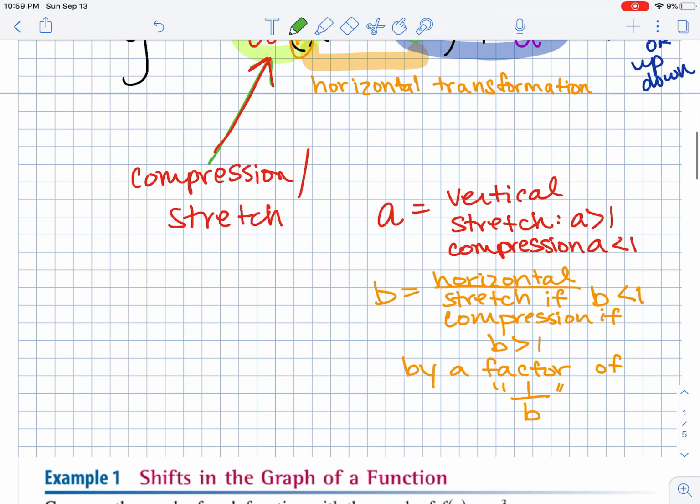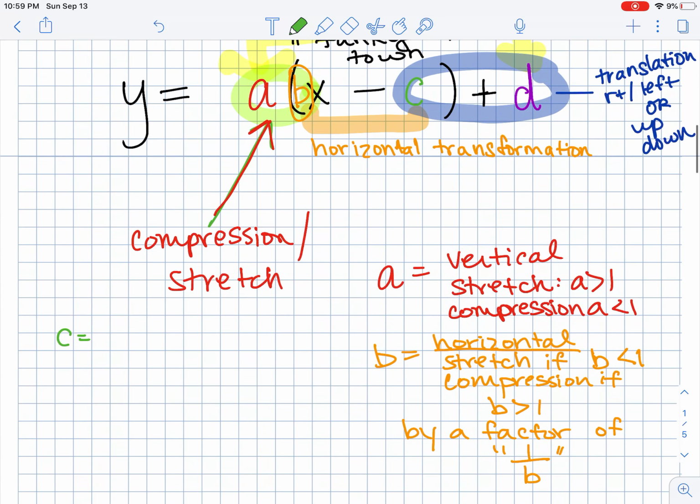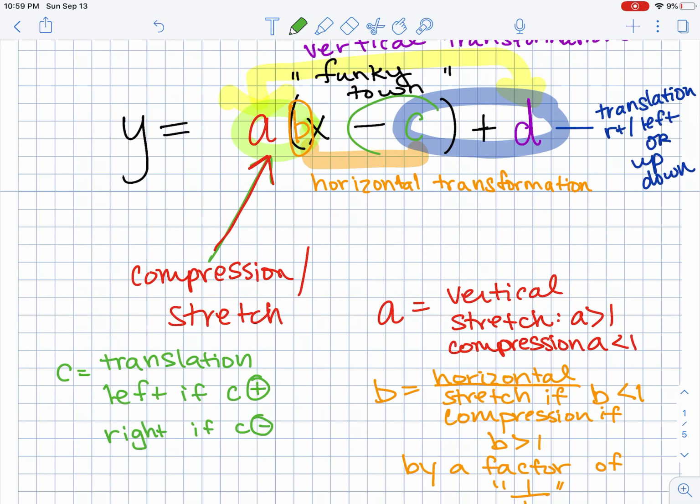So here's my value of C. C is a translation, which is just basically a slide. And it's going to go left if C is positive. And it's going to go right if C is negative. Now here's the deal. Again, this is Funky Town. So whatever we see here, we're going to take the opposite. So if C is, let's say, 2, I would see that it was -2. So you take the opposite of it.